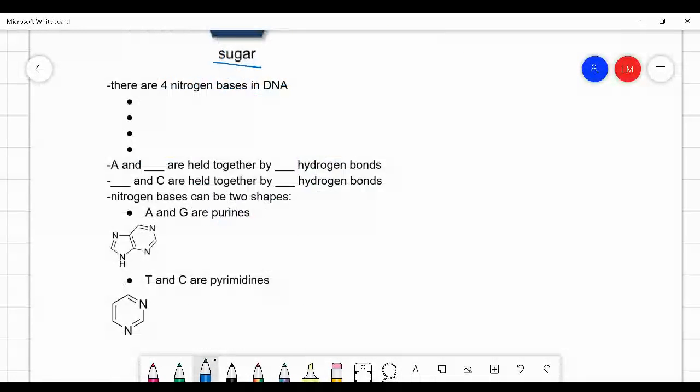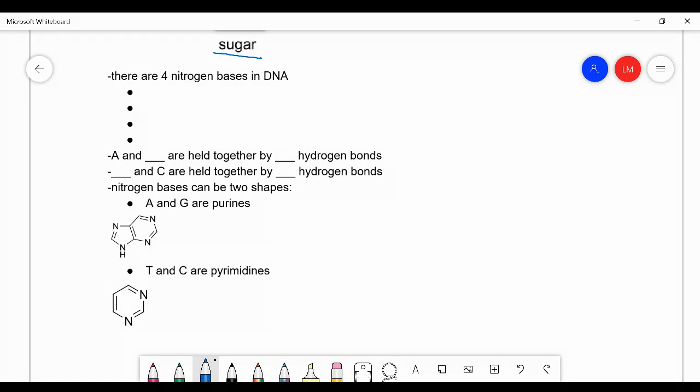In DNA, there are 4 different options for the nitrogen base. A for adenine, T for thymine, G for guanine, and C for cytosine. Those are the 4 nitrogen bases. So what's left on that end could be one of those 4 things.